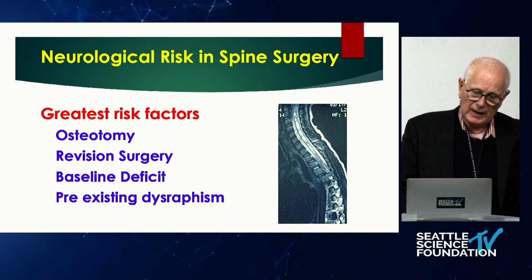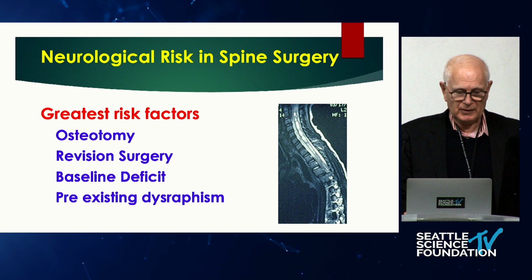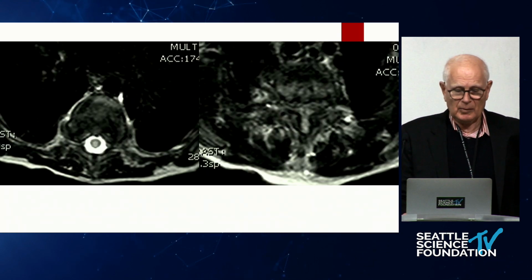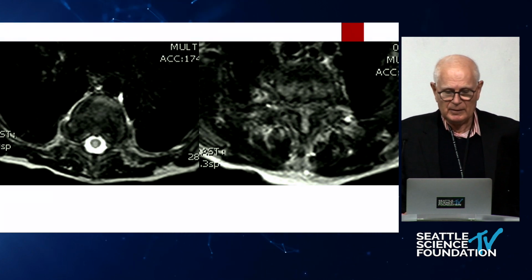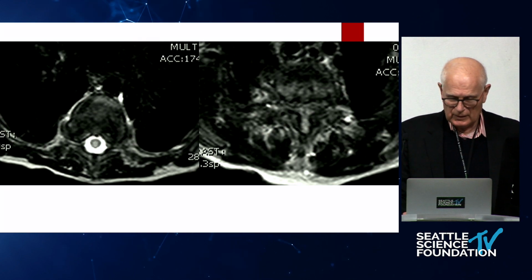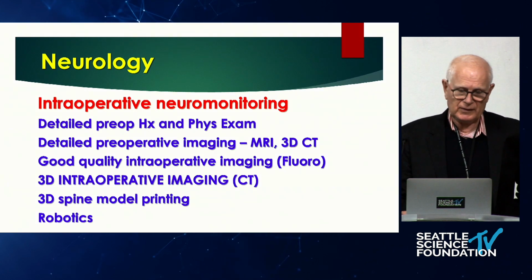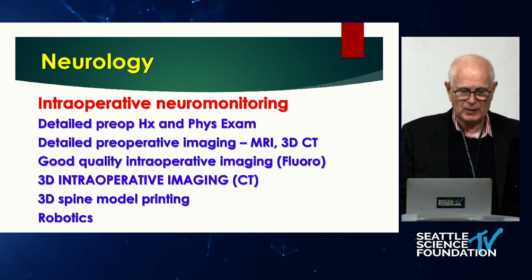So the real bad actors are the osteotomies, the revision surgeries, kids with a baseline deficit, and pre-existing dysraphism in the spine. You can see operating on a spine like this child with metatropic dysplasia, when the spinal cord is really just a shoelace and the child has a neurological deficit to start with, is a challenging issue. So intraoperative neuromonitoring, of course, has been a major advance, and it's an absolute prerequisite for modern spine surgery.